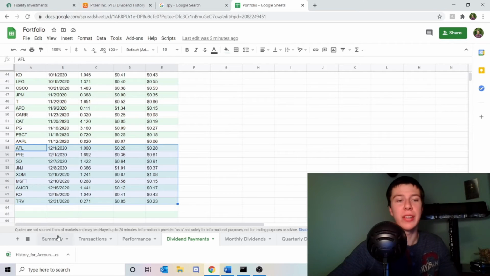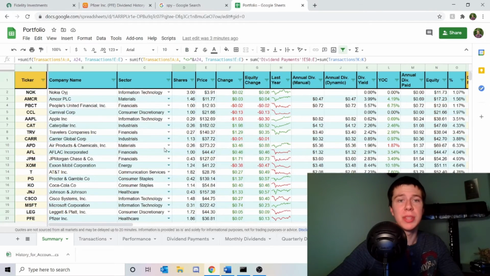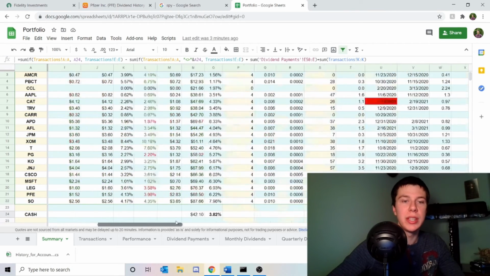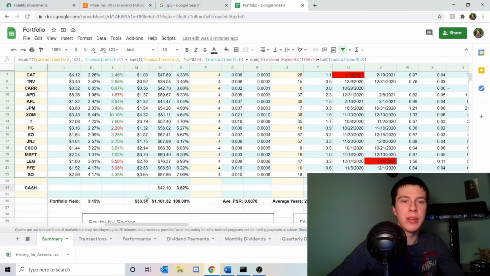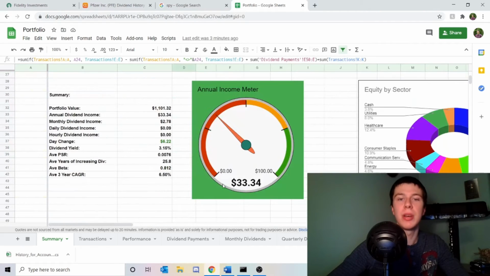So let's just take a look at the summary of my portfolio. Right now I have $42 of cash, and some of these positions I have more shares than before, obviously. And then my total value is right here around $1,100. So we did crack that 1,100 mark. And as you can see here, the annual income moved up to $33.34, and the CAGR moved up to 6.5%.